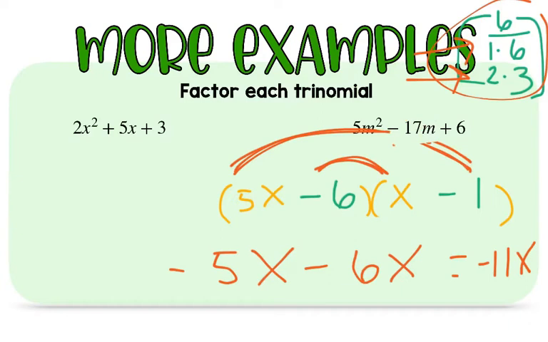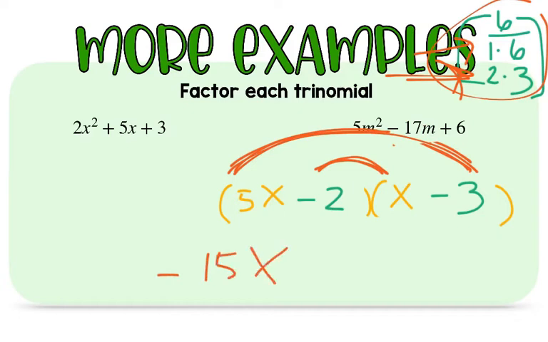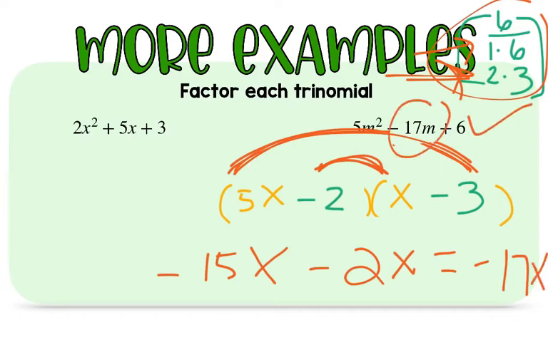So the 1 and the 6 didn't work, so let's move on and try the 2 and the 3. I'm going to put, and if this doesn't work, we'll change order, a negative 2 here and a negative 3 here. Checking these far ones, that gives me negative 15x. And checking this close one, that gives me negative 2x. And that does add up to give me negative 17x, so I found the combination.